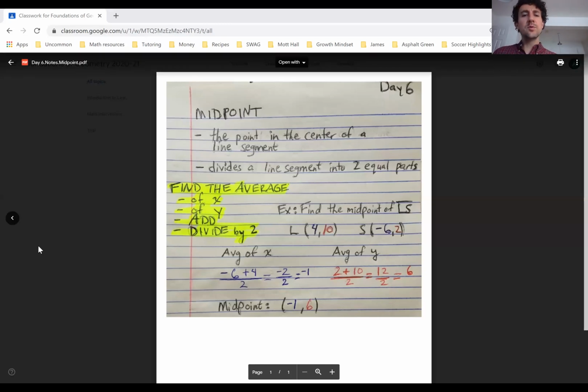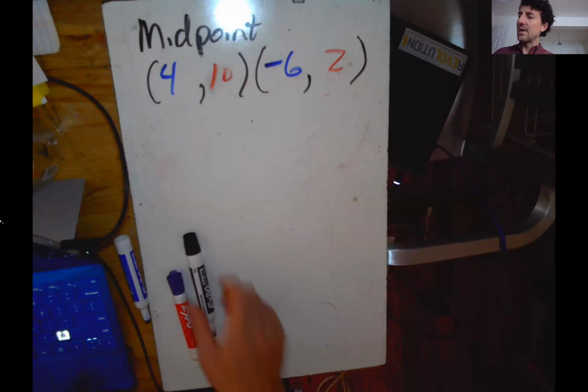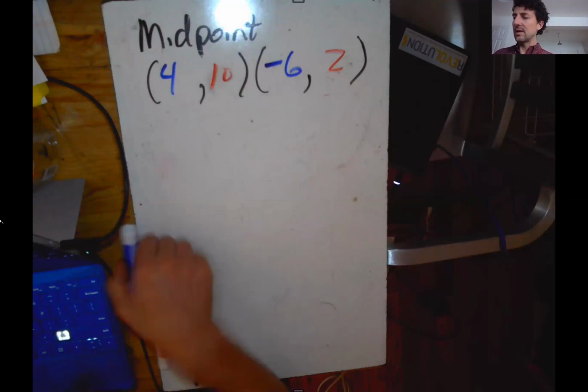So here are the notes for finding the midpoint of a line segment where you know two coordinates. You know coordinate 4, 10, and you know coordinate -6, 2. Pause the video here if you want to double check your notes or write anything into your notes. So now we'll show you how to do the example that we took notes on.